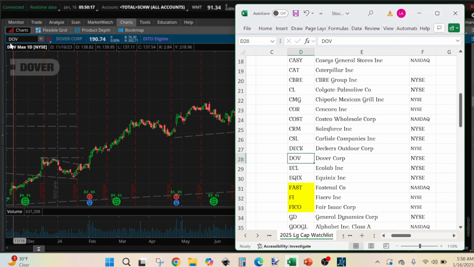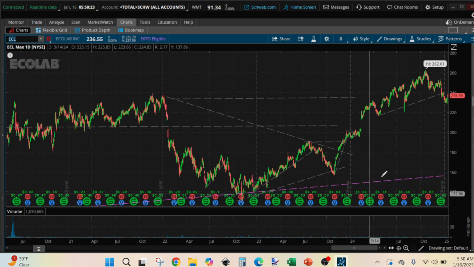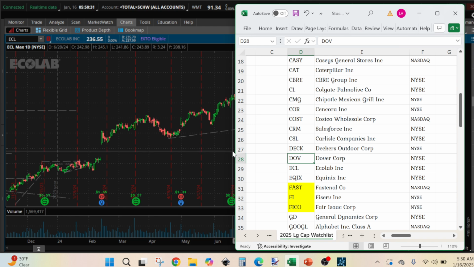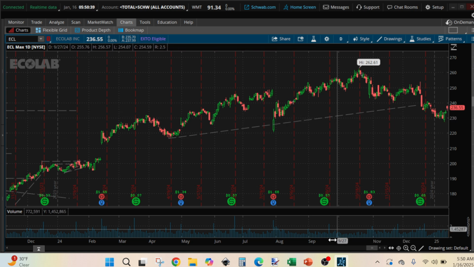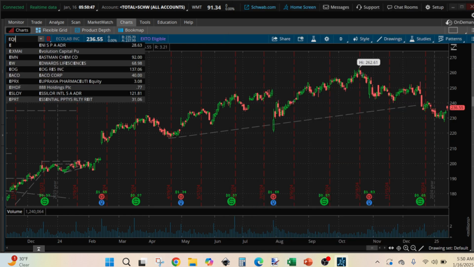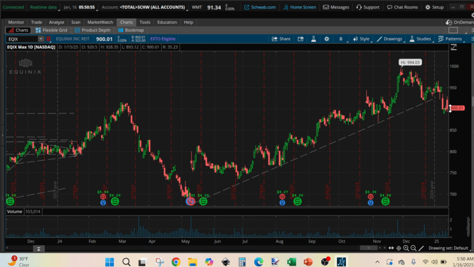The next one is ECL. We like to buy at this trend line, but right now is far from it. It seems to be creating, we have some lower lows here, but either way is far from our entry point. EQIX. We like to buy at this trend line, but right now it is far from it.